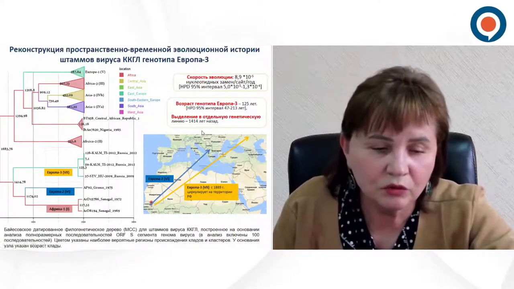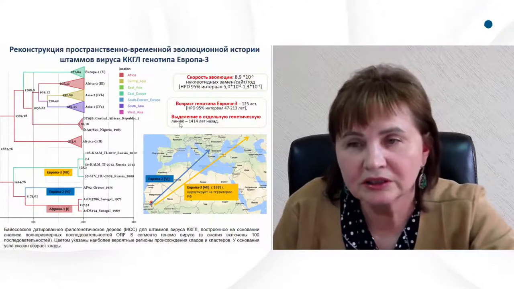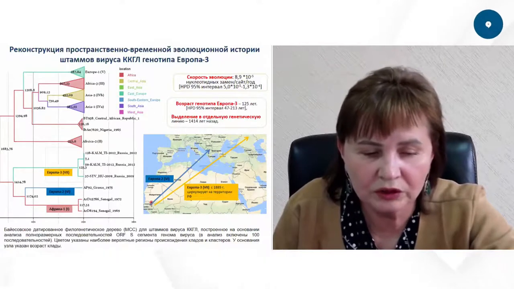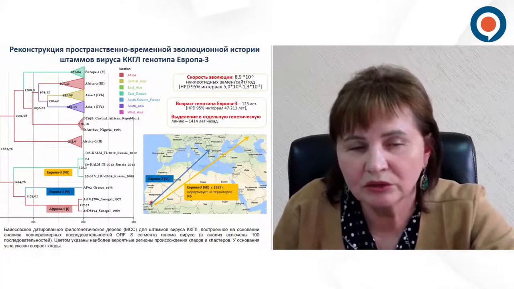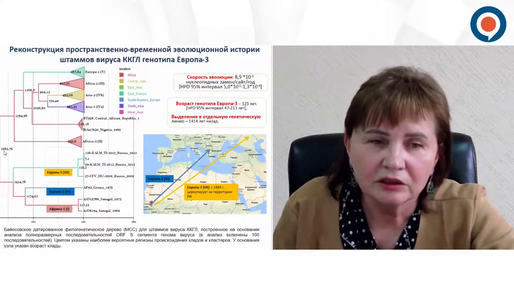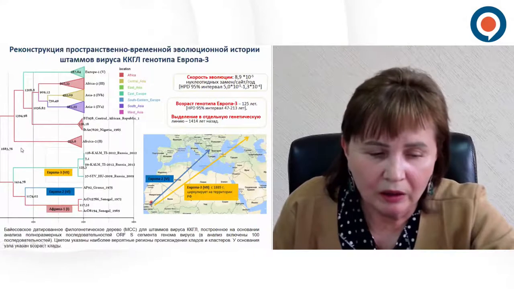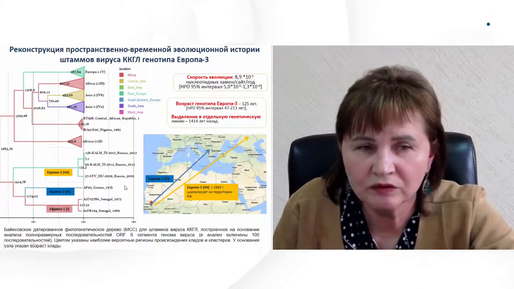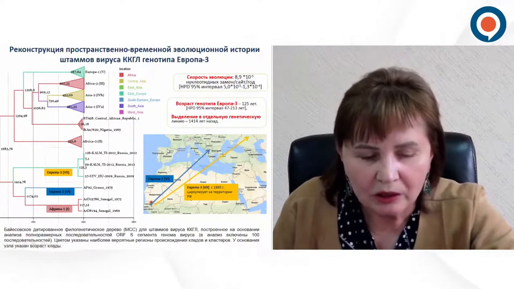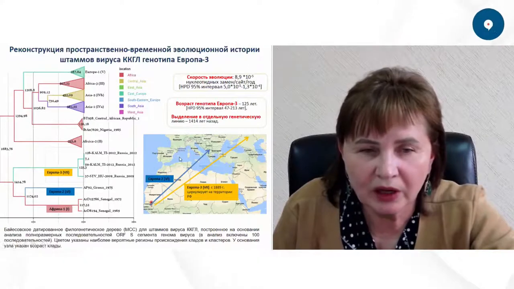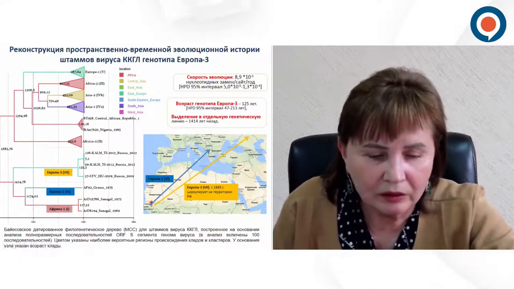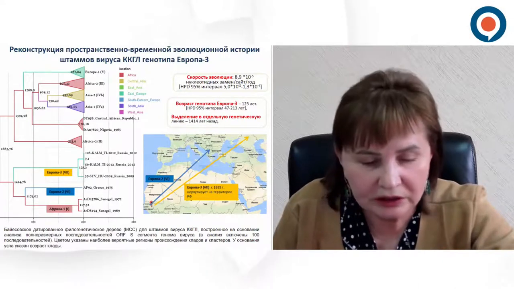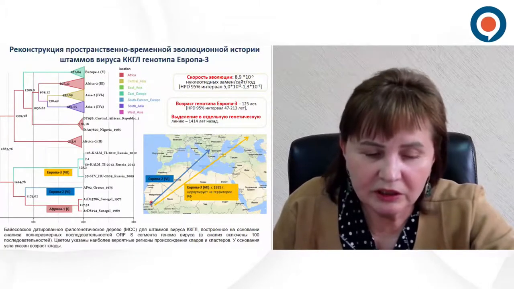And with 95% confidence, we could understand the speed of the evolution of the virus, 89.9x5 per site in a year. And the age of the virus of Crimean hemorrhagic fever was 1,684 years. Genotype Europe 3, 125 years of age, I beg your pardon. And the strains of genetic lines Europe 3 and Africa 1 have one and the same root that was circulating on the territory of Africa.